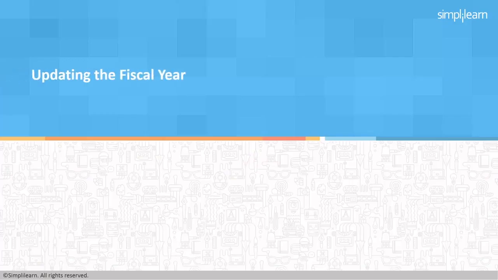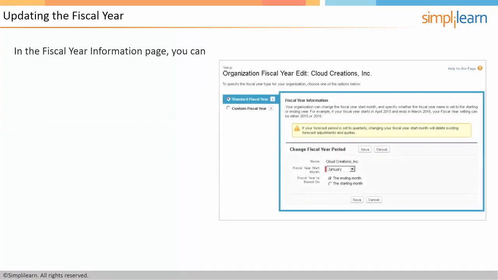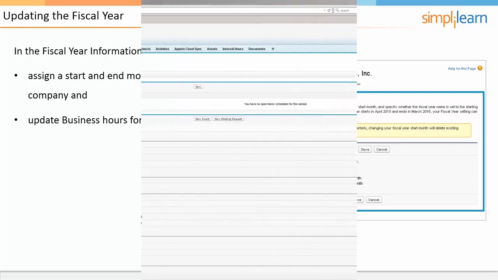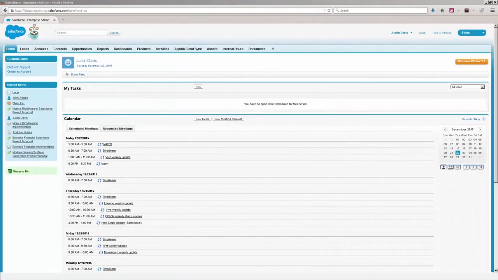So the next thing we're going to talk about is updating the fiscal year in Salesforce. In Salesforce, you can update the fiscal year, which will help keep your reports accurate. You can assign a start and end month to your company and update business hours for routing logic as well. Updating the fiscal year will allow you to run reports using the FY designator, fiscal year, on reports. So if your fiscal year starts on July 1st or October 1st or January 1st, whatever it may be, you can set that inside of Salesforce. That way when users run their reports, they're actually looking at data for the fiscal year rather than the calendar year, for example. So now I'm going to jump into Salesforce and actually demonstrate this.